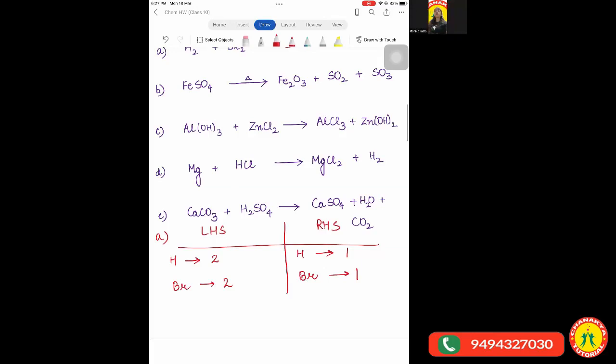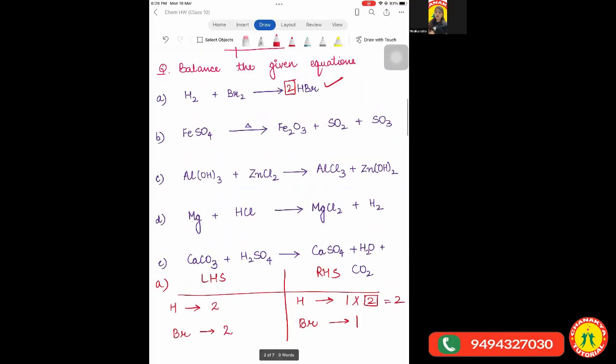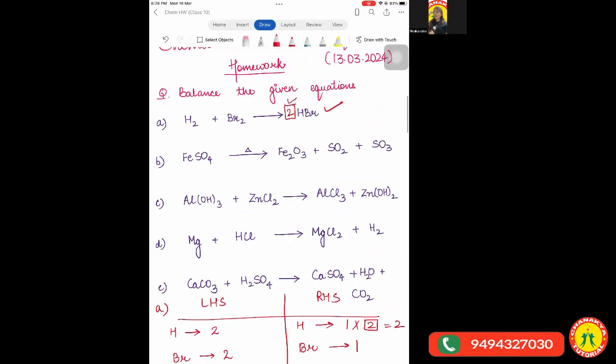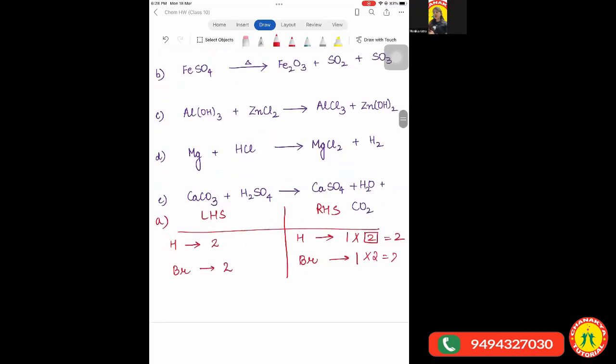Correct. But initially, when we are just learning how to do it, you can choose any of them. If you say, ma'am, we are going to multiply hydrogen by 2, we will get 2 hydrogen atoms. So when we put this number 2 in front of the hydrogen, the bromine automatically gets multiplied by 2 and this makes our equation equal. And the answer becomes H2 plus Br2 gives 2 HBr. Right, Aaron? Yes, ma'am.